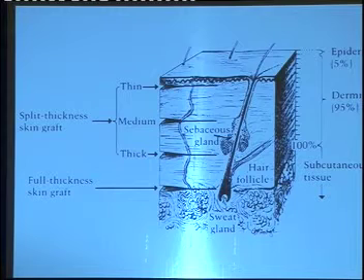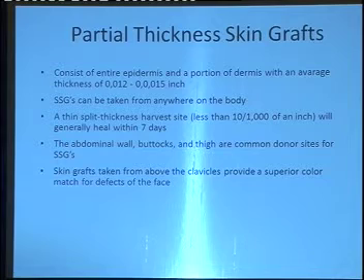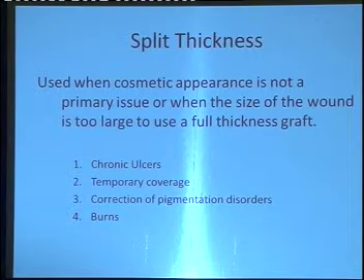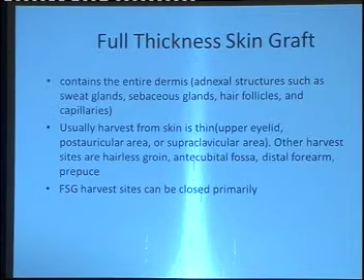I think I have given a diagram, you can see the thin, medium and thick, and when you take full thickness, it is completely everything along with the dermis. Partial thickness graft has measurements and all these things, remember. Split thickness is used in chronic ulcers, temporary coverage, correction of pigmented areas and burns also. Full thickness contains the entire dermis, usually harvested from where the skin is thin, like the upper eyelid and all those things. And full thickness skin graft harvest sites can be closed primarily.